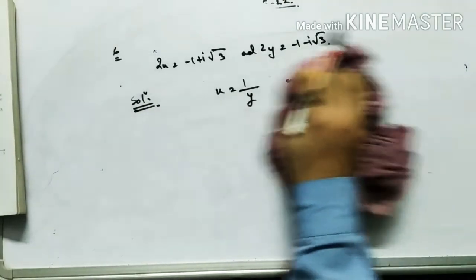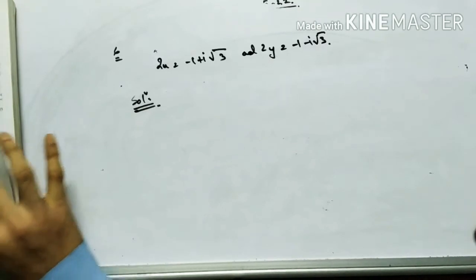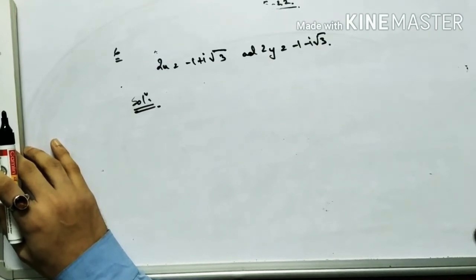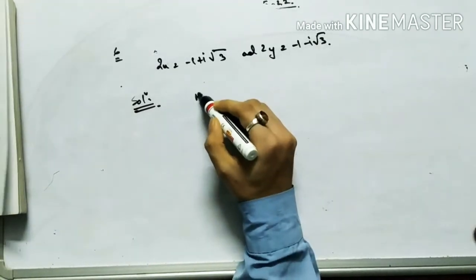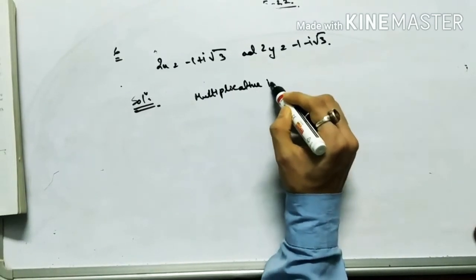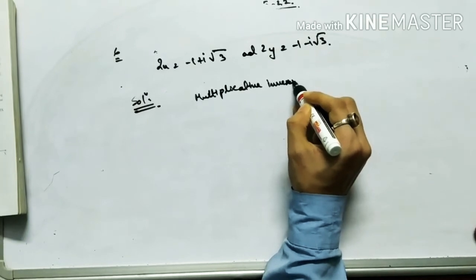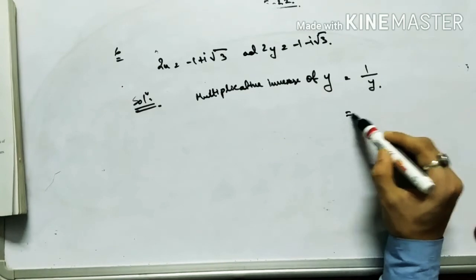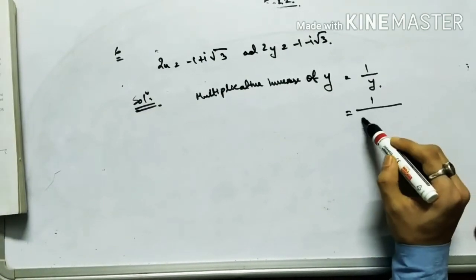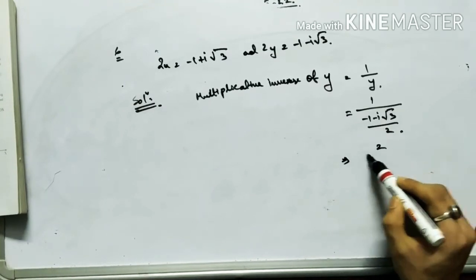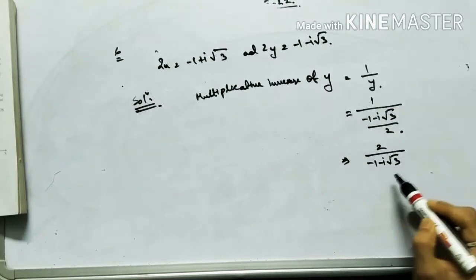Okay, so now you see x is equal to the multiplicative inverse of y and vice versa. The multiplicative inverse of y is equal to 1 by y. Now the y value is 1 by (minus 1 minus i root 3 by 2). So ultimately it will become 2 by (minus 1 minus i root 3).